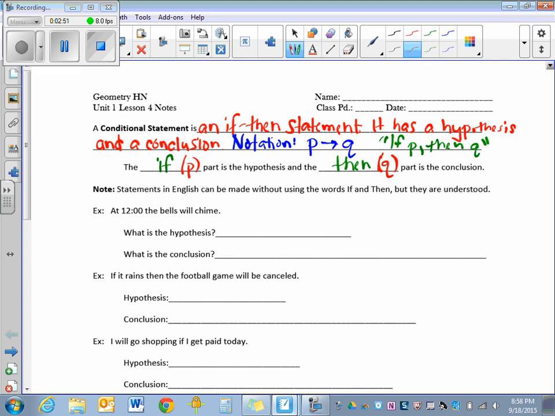What is the hypothesis? Well, the hypothesis is 12 o'clock. And the conclusion? Well, what happens at 12 o'clock? At 12 o'clock, the bells will chime. So our conclusion is that the bells will chime.